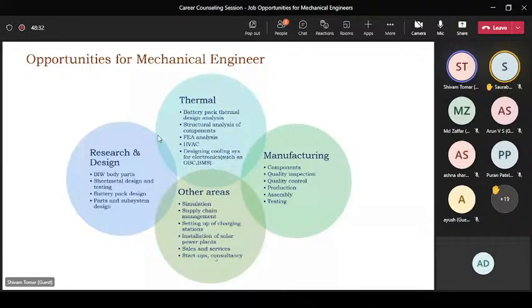Supply chain management, I could also say, is a very vast domain: how to make the bill of materials, how to make the reports, how to select the vendors for production. This also controls all the logistics. So don't think that you only have research, or only thermal, or only manufacturing options. There are still so many options in this industry which can give you a good start for your career. Right, so that's about this one.